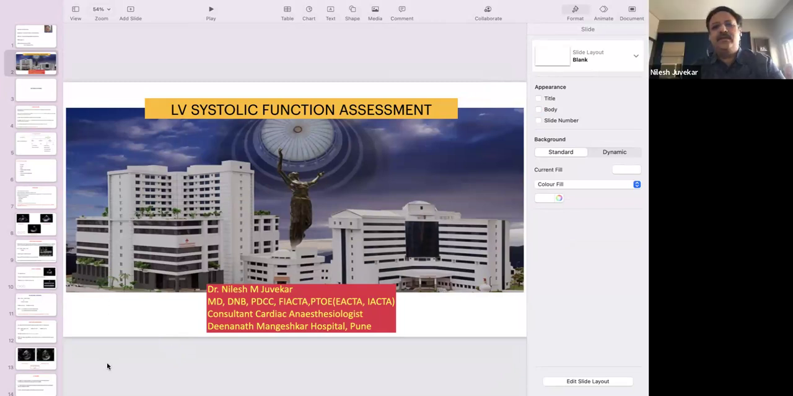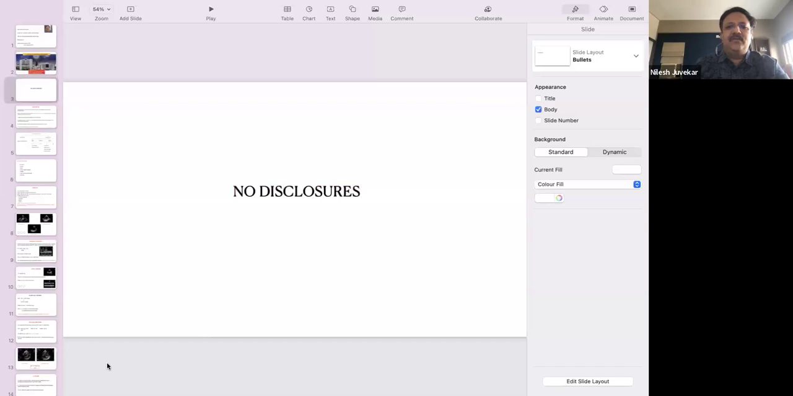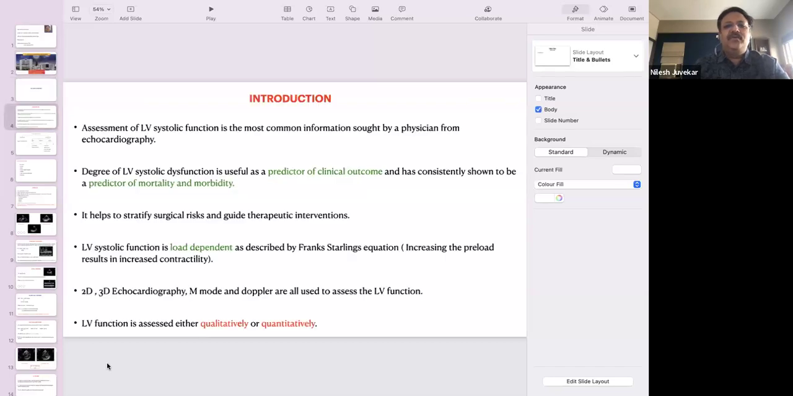So, let's start. Today the topic given to me is LV systolic function assessment. Over the next 35 minutes, we'll see a little in detail about how we assess the LV systolic function. I have no disclosures to make. As we all know, LV systolic function is the most common information stored by a physician from an echocardiography. You ask anyone about the echo, the first thing he'll say is that the EF is so and so. Why is this?